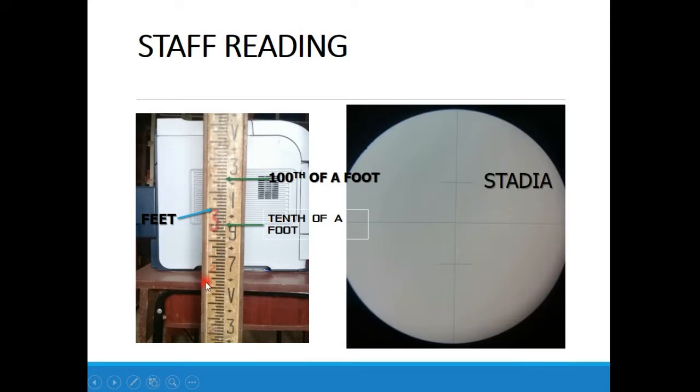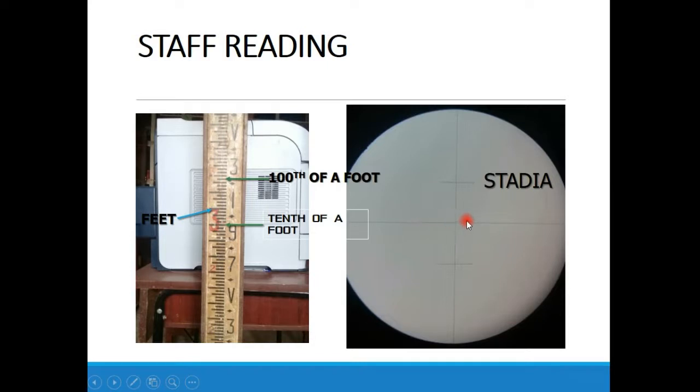So we have 2. This is 2 feet and 3 feet. So up to that level is 3 feet. And then the numbers that are in black are 1/10 of a foot, and the shorter graduations are 1/100th of a foot. So whenever you are reading, you look at this middle line, which is the crosshair.